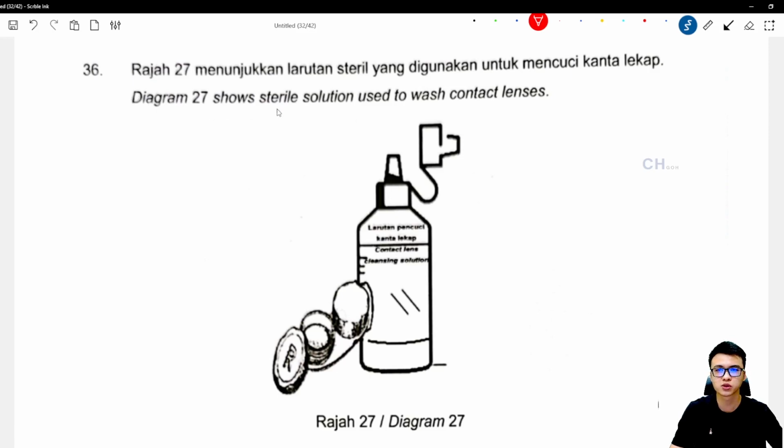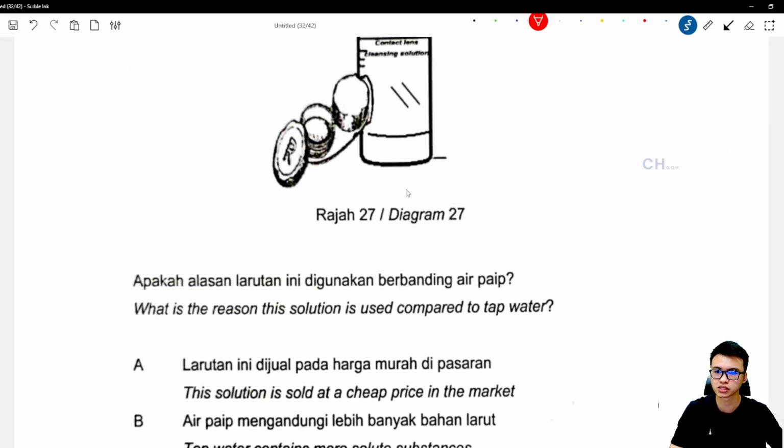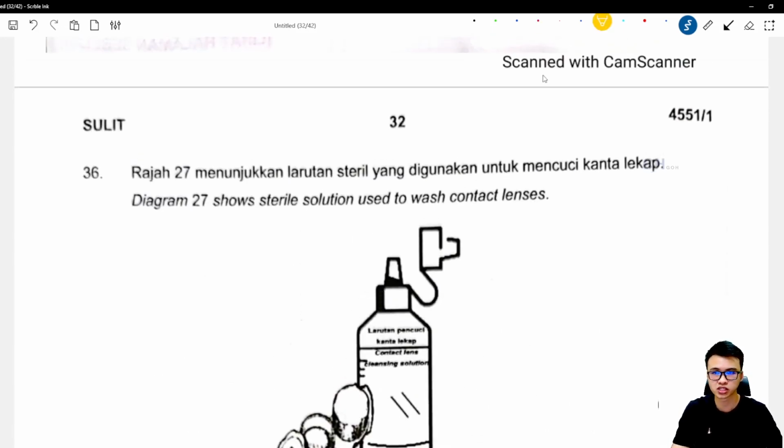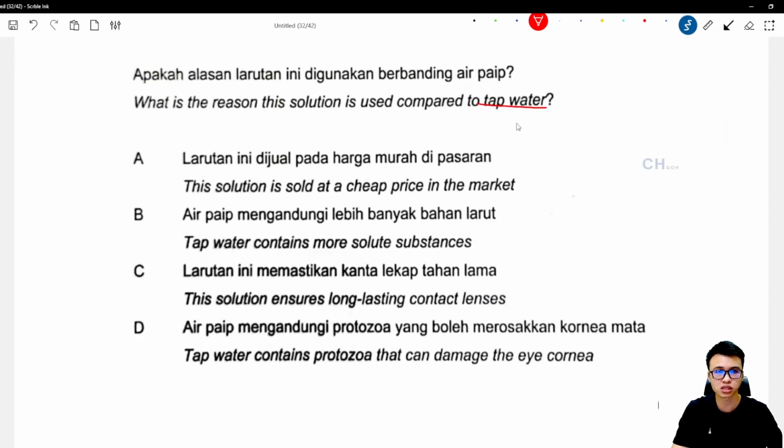Question 36. Diagram 27 shows sterile solutions used to wash contact lens. We have the special solution to wash the contact lens. Why do we not use tap water? Because tap water is not sterile. You can see they purposely mention this word sterile. What is the meaning of sterile? It means very, very clean. There's no organism that can be found in the solution because it is sterile. But tap water is not sterile.